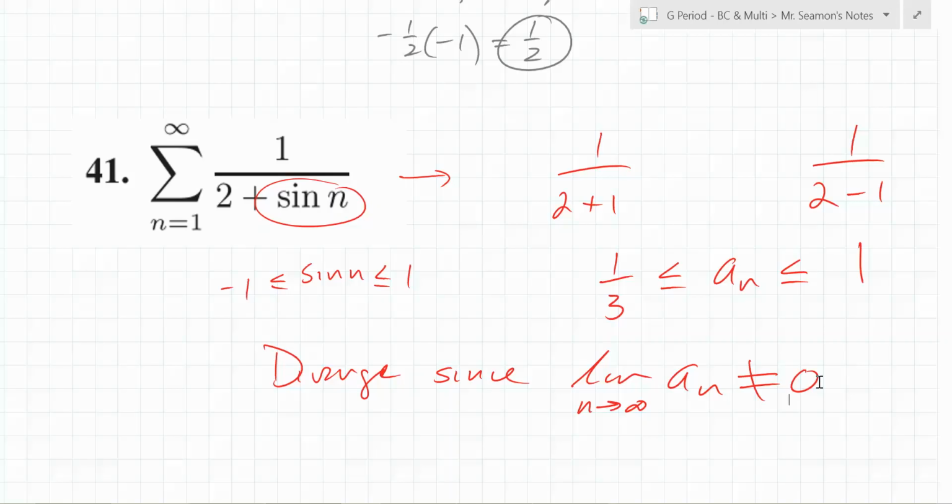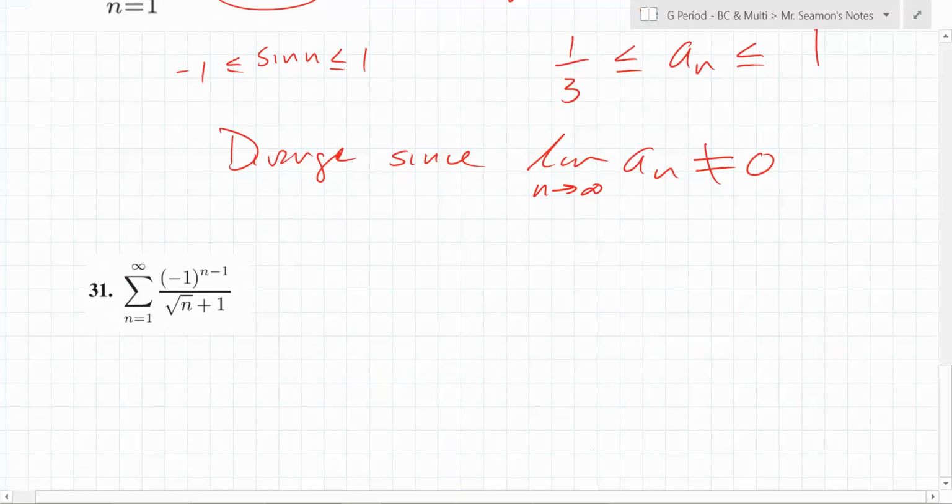For series, what's the first thing you should always check? Does it go to 0? If it doesn't go to 0, it diverges. But if it goes to 0, do you have to do some more work? Yeah, because just because a sequence goes to 0, does that mean the series converges? No. Harmonic, does it go to 0? Yes. Does it converge? No.